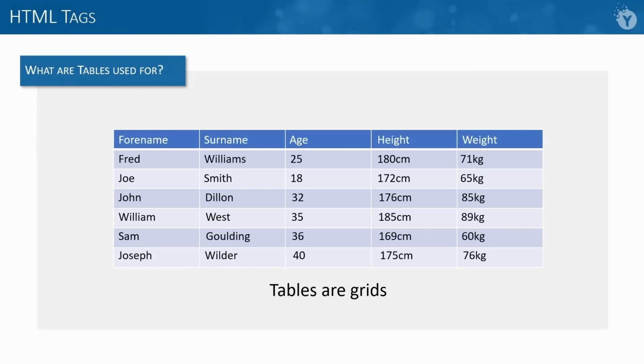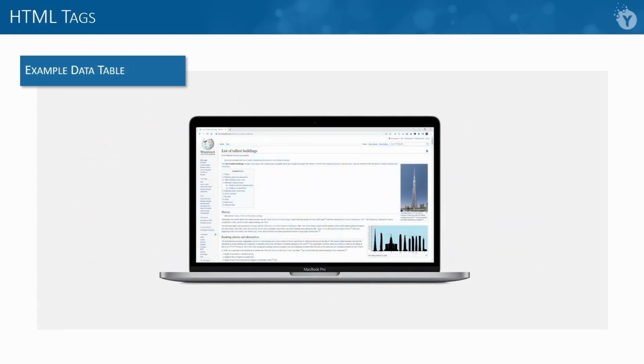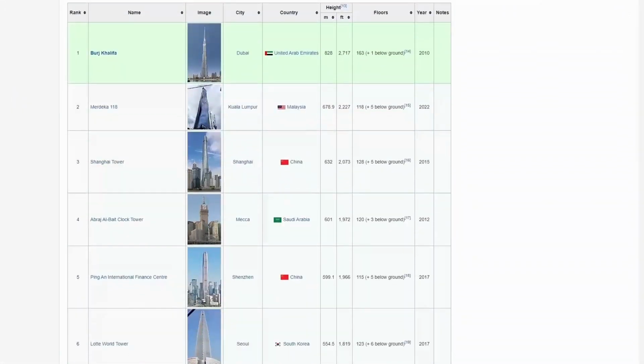As I mentioned before, their primary purpose is to line things up in some form of grid layout. In today's internet, that means organising data into easily readable rows and columns. Let's look at an example. Here we have a page from Wikipedia, which provides information on the tallest buildings in the world. If we zoom in closer and scroll down, we can see a table containing the names and stats for the buildings. This type of data is a perfect example of why we need tables.